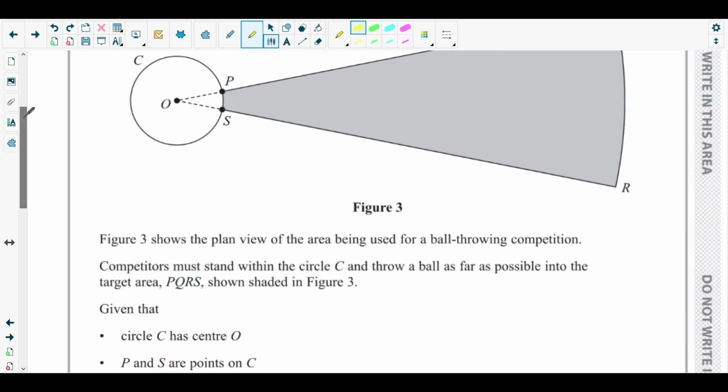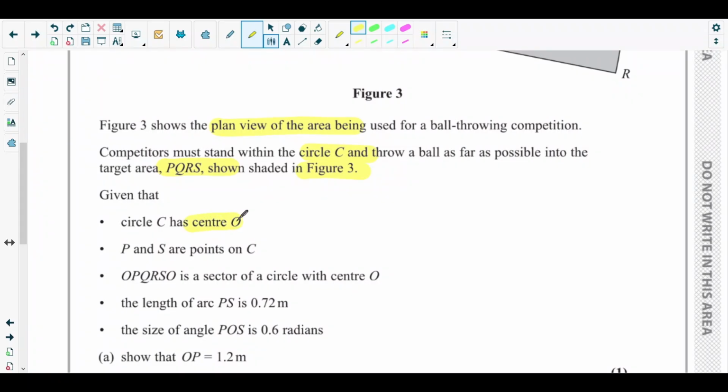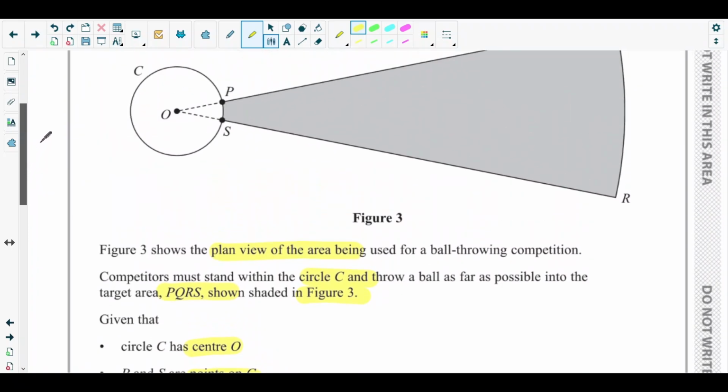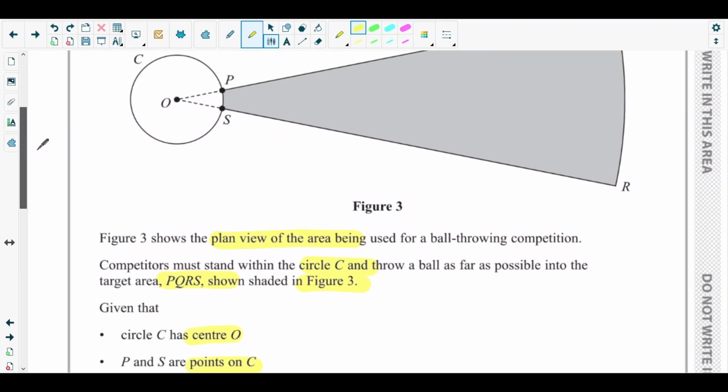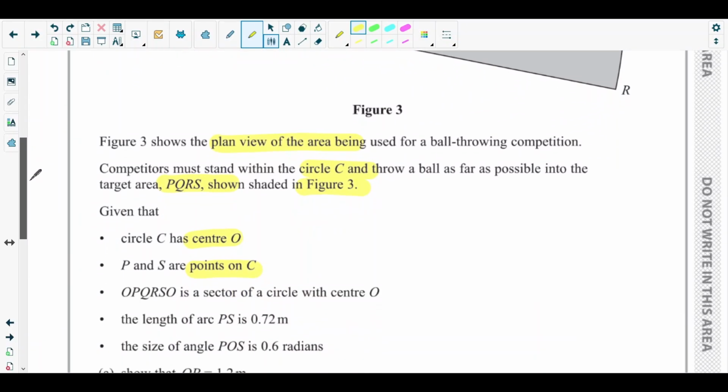Figure 3 shows the plan view of the area being used for a ball throwing competition. Competitors must stand within the circle C and throw a ball as far as possible into the target area PQRS shown shaded in Figure 3. Given that circle C has center O, P and S are points on C. These two points lie on the circumference of the circle C.